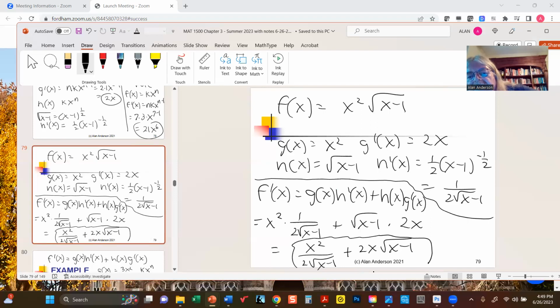And the key thing is that first you identify what you mean by g of x, what is h of x, calculate the derivatives, and then write out the product rule, and then make the necessary substitutions. And that can get very messy, especially with radicals. They can be very messy.